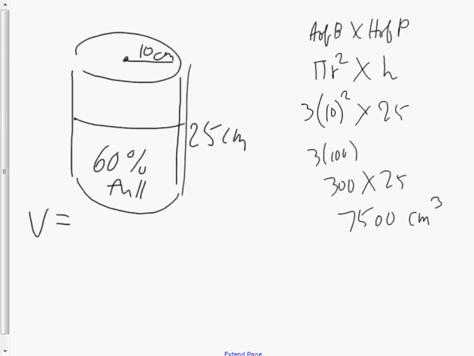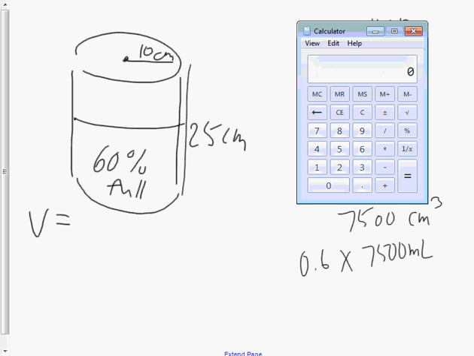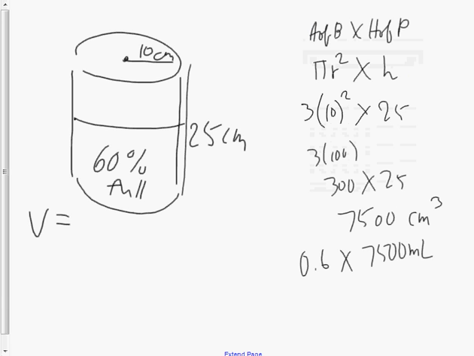Since it's liquid, we could also say 7,500 milliliters because 1 cubic centimeter is 1 milliliter. So really, 60% of 7,500 would be that to a calculator. 60% of the 7,500 milliliters it can hold means that if it's 60% full, there are 4,500 milliliters or 4,500 cubic centimeters of space occupied by that substance. That's your answer.